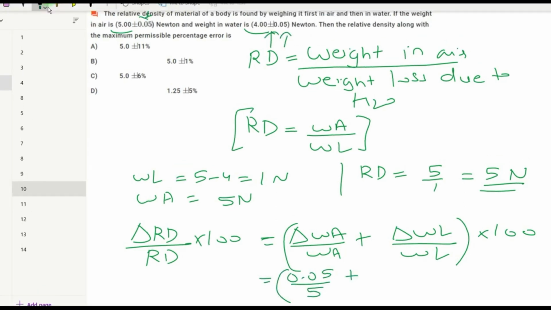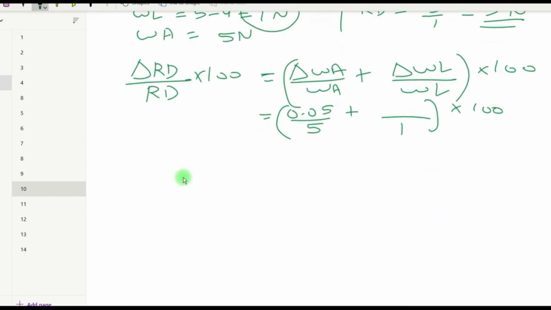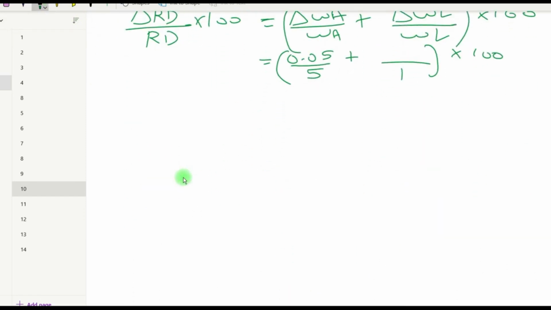Delta WL stands for the uncertainty in the measurement of weight loss, divided by the weight loss. Now this WL is already found out as 1 newton, so we can write the denominator, but this delta WL is a little tricky to find. You need to be aware of the formula first. So let's revise that particular formula which we have done in the class.